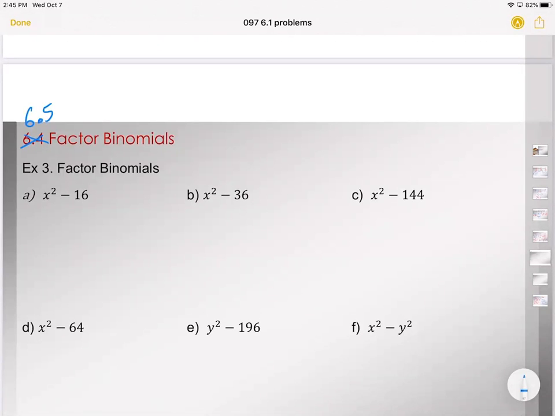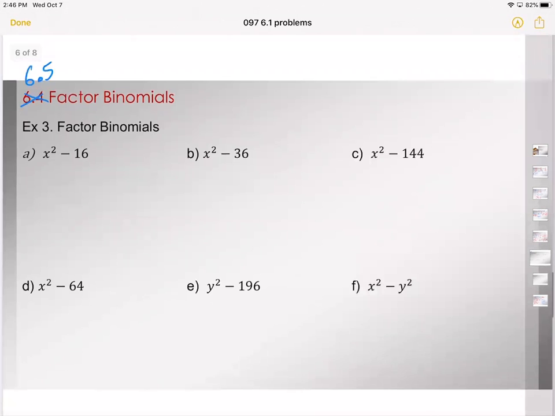6.5. And what if they ask you to factor out a binomial? As you can see, this is a binomial, meaning we have two terms. And factoring a binomial is actually easier than it looks, ladies and gentlemen.